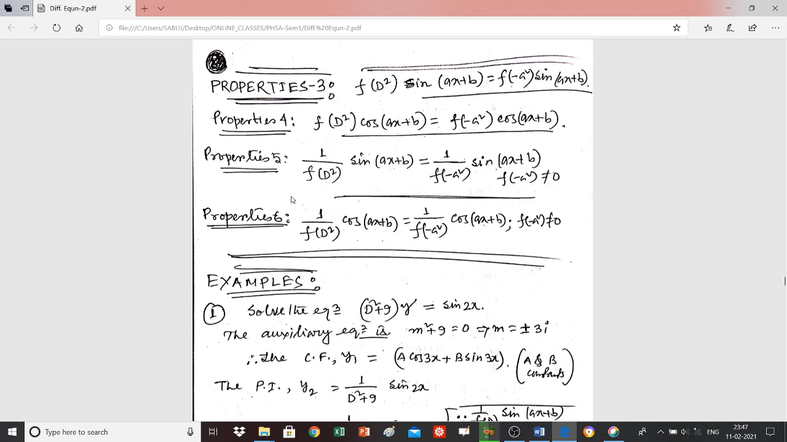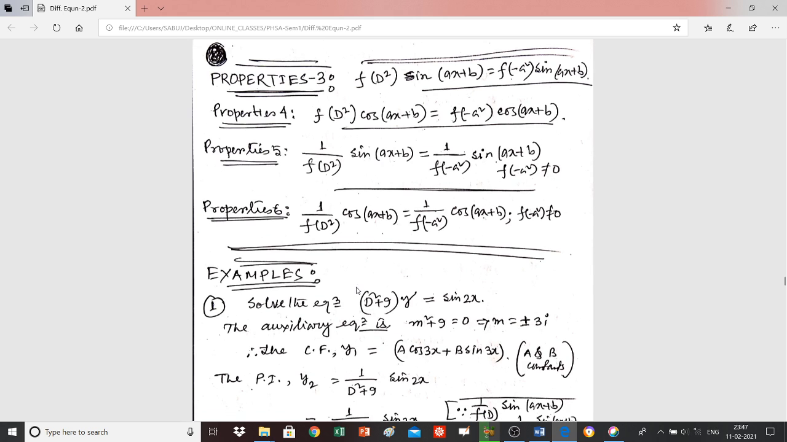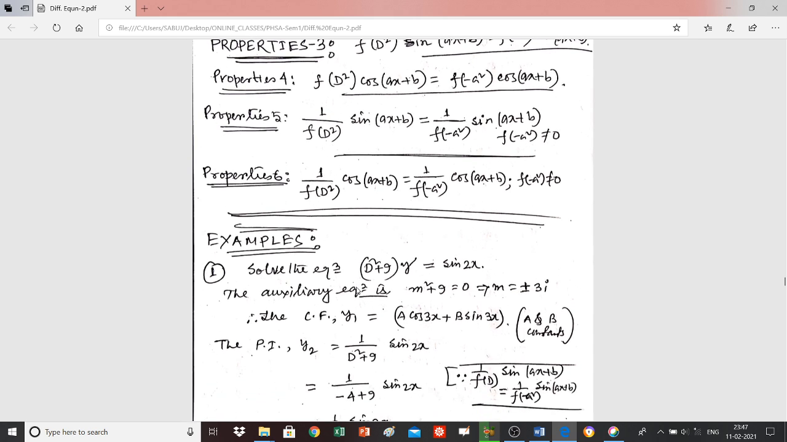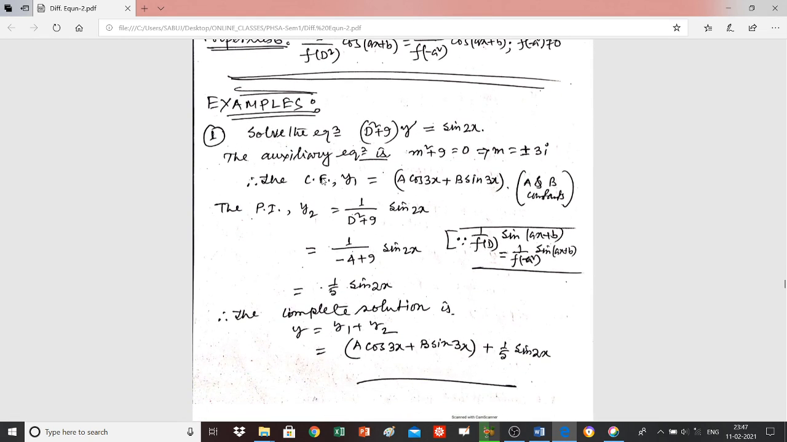We will learn the application of these properties to solve non-homogeneous second order differential equations by solving some problems. Here is the first problem: solve (D square plus 9)y equals sine 2x. From this relation, you can easily find the roots of the auxiliary equation. The auxiliary equation is m square plus 9 equals 0, or m equals plus minus 3i. So the complementary function would be a cos 3x plus b sine 3x.